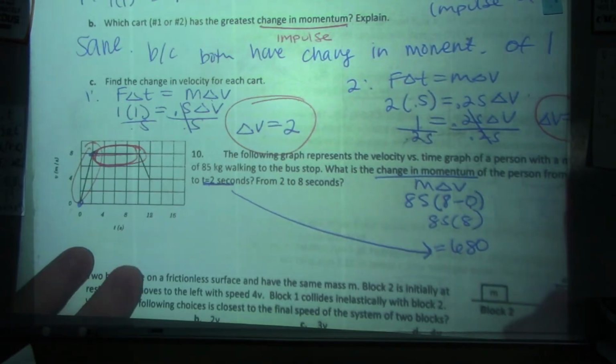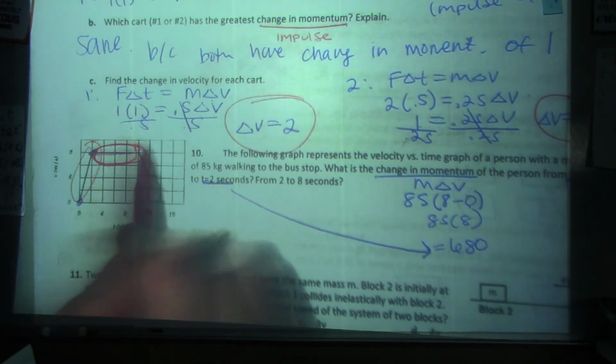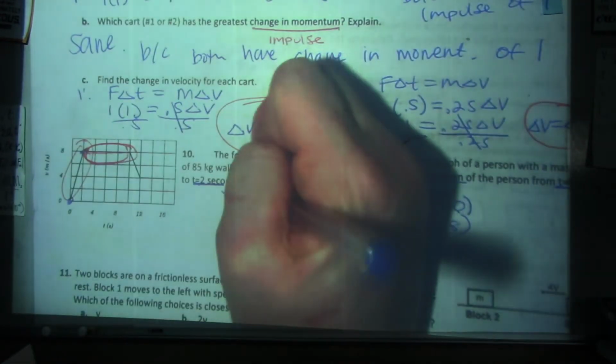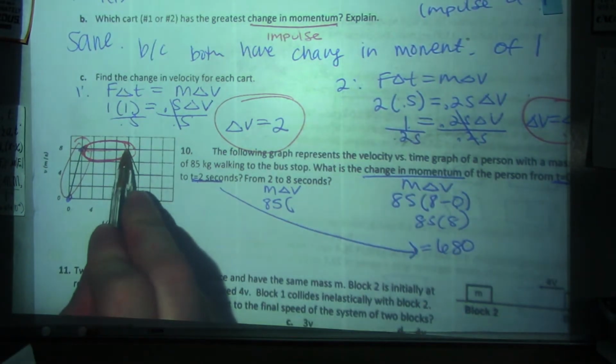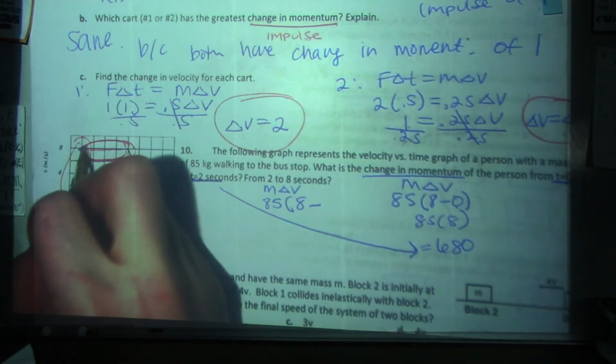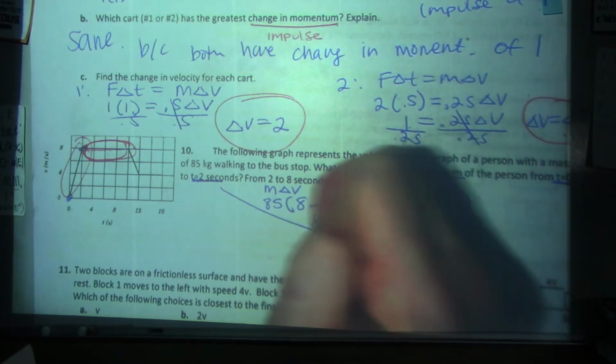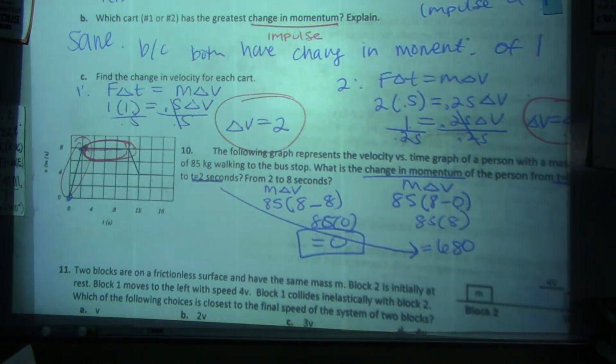Your momentum at the beginning would be 85 times the 8 meters per second. And that's what it is at the end. Or you can plug into your m delta v. Mass is still 85. The final velocity at the end of the 2 to 8 seconds is 8, and the initial velocity was 8, so 85 times 0 equals 0. So there is no change in momentum in that second section.